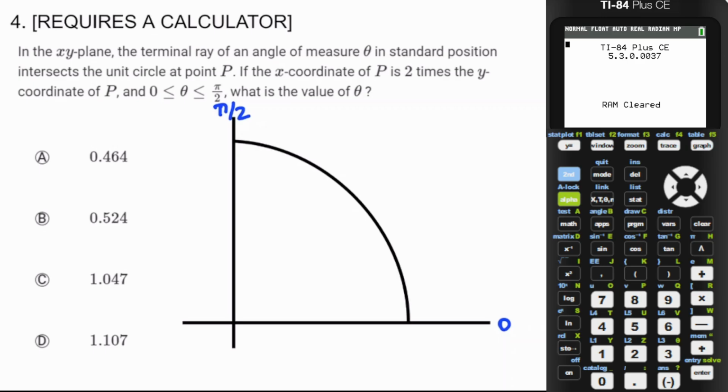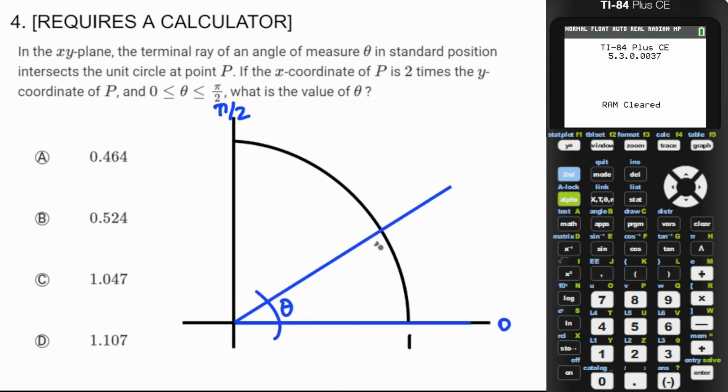Terminal ray of an angle of measure theta in standard position intersects unit circle at point P. X coordinate of P is 2 times the y coordinate of point P. All right, so I'm going to draw us a terminal ray, and I think I want it to be kind of down there. Yeah, it looks believable. And then I'll go over here and draw the initial ray. So this arc right here, that represents theta. And the unit circle, okay, so I don't think that actually matters. But who knows, maybe it does.